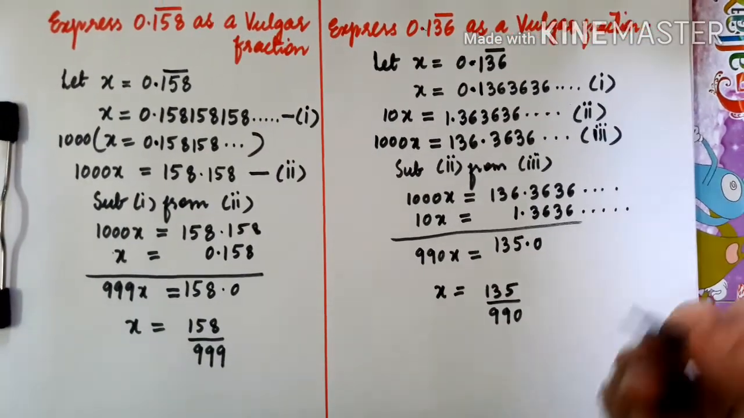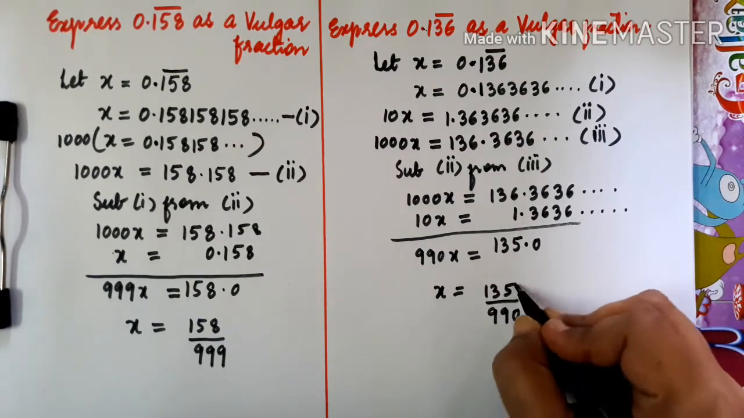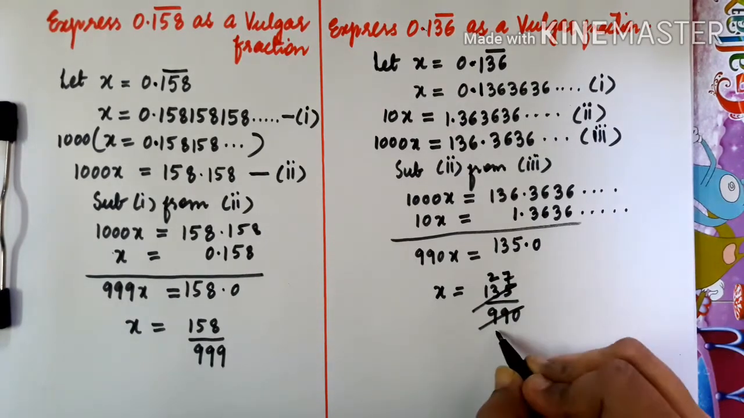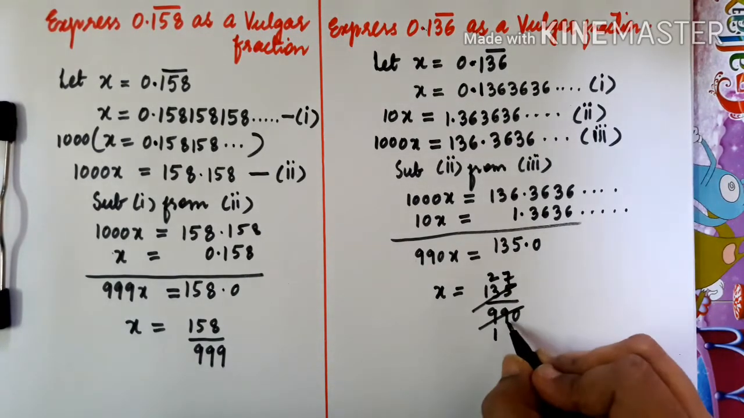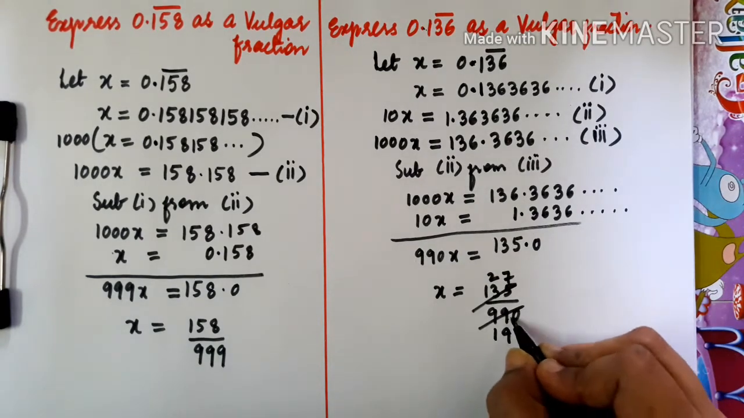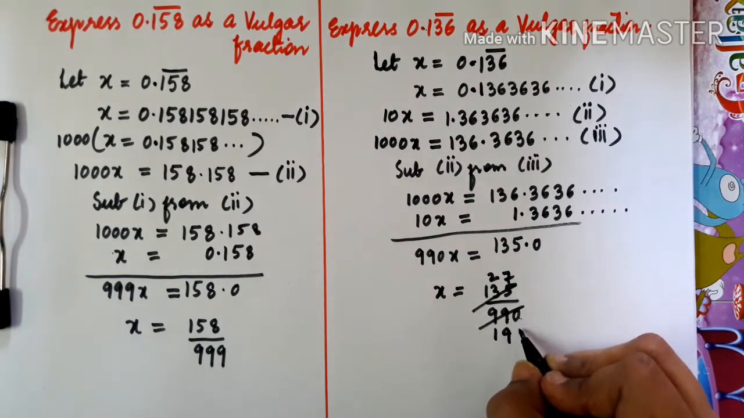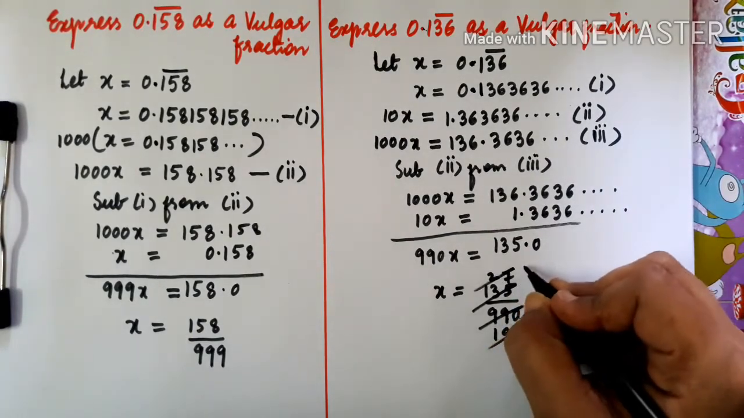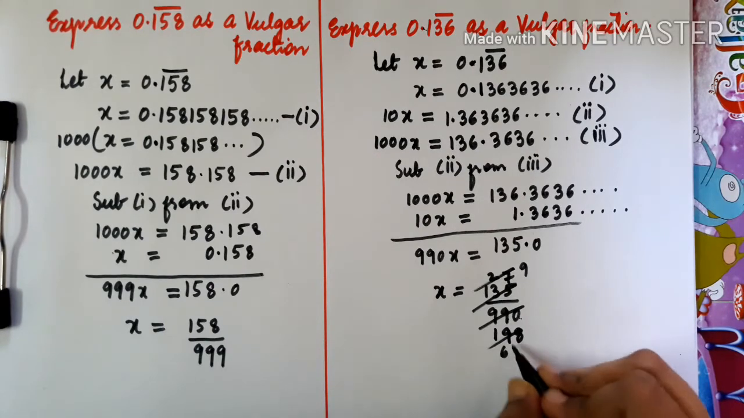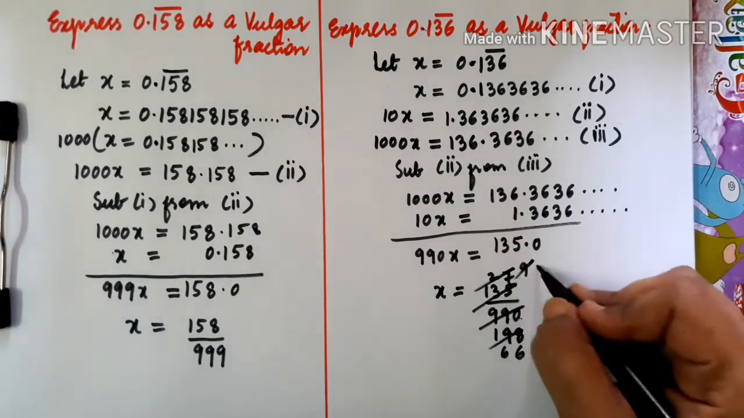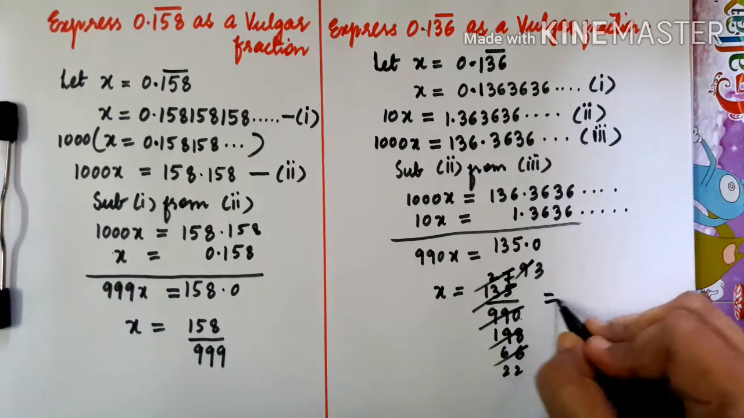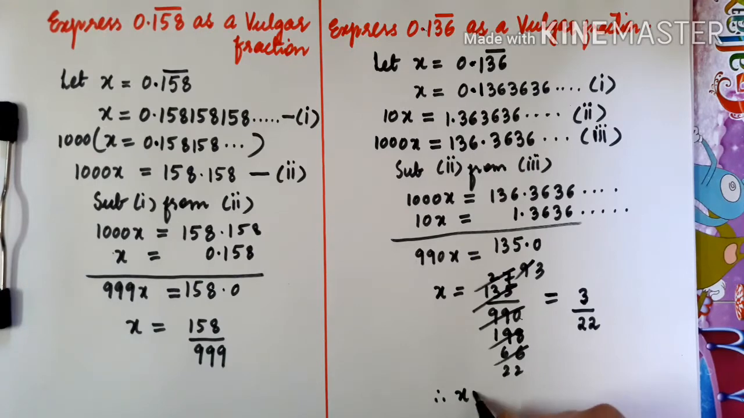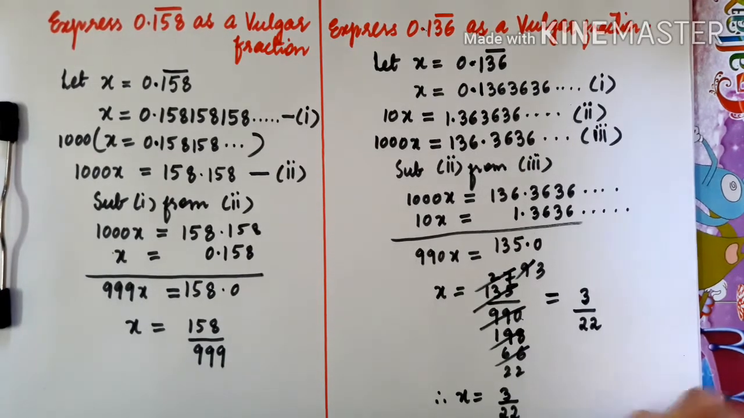Now from which table can you cancel? With the 5 table you can cancel: 5 2s are 10, 5 7s are 35, 5 9s are 45, 5 8s are 40 and so on, giving 27 over 198. Now I think with the 3 table we can do it: 3 9s are 27, 3 6s are 18, 3 3s are 9, 3 2s are 6. Now further you can't cancel, so it is 3 by 22. Therefore x will be equal to 3 by 22. I hope you understand this.